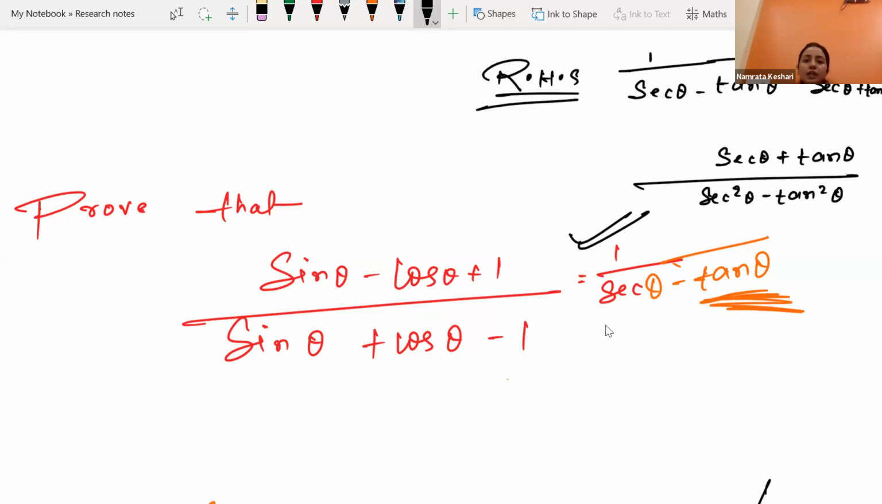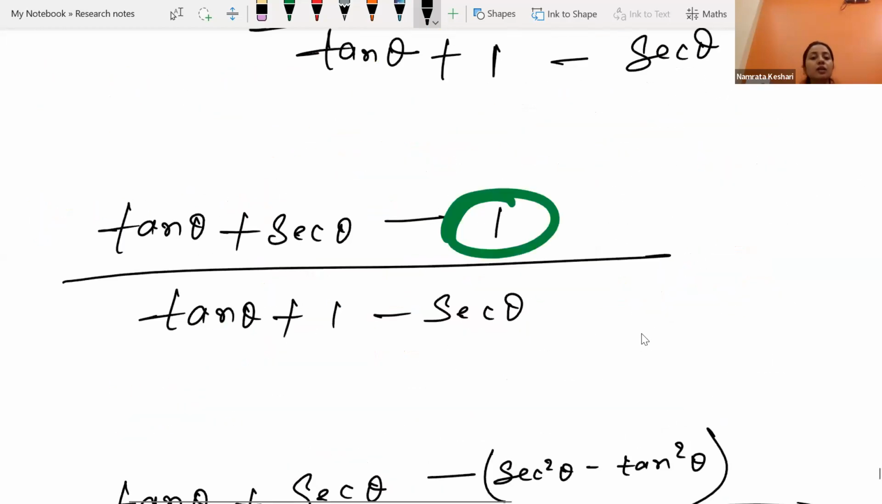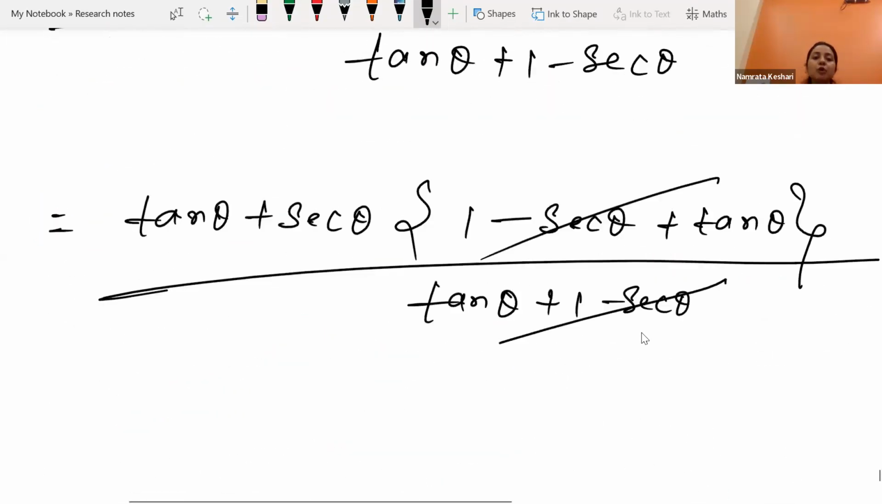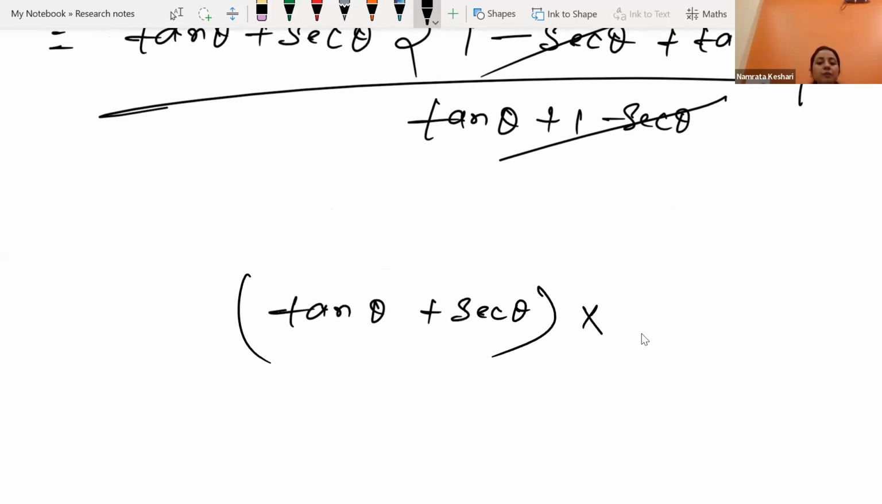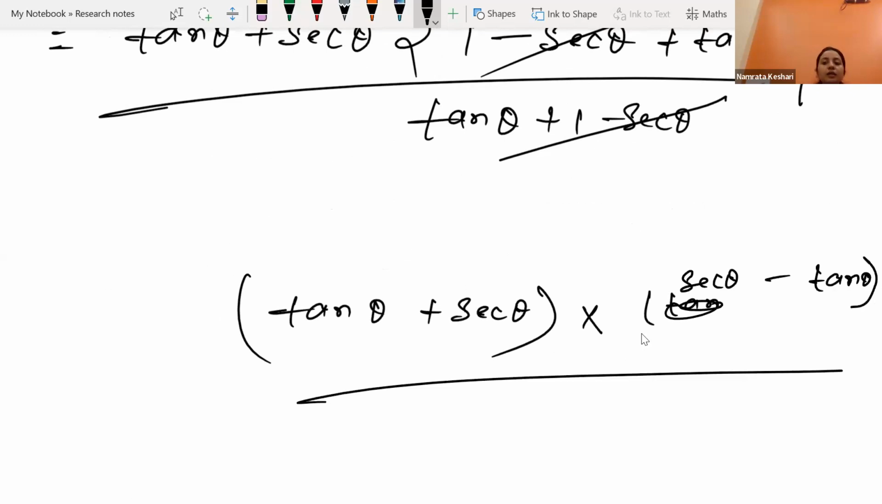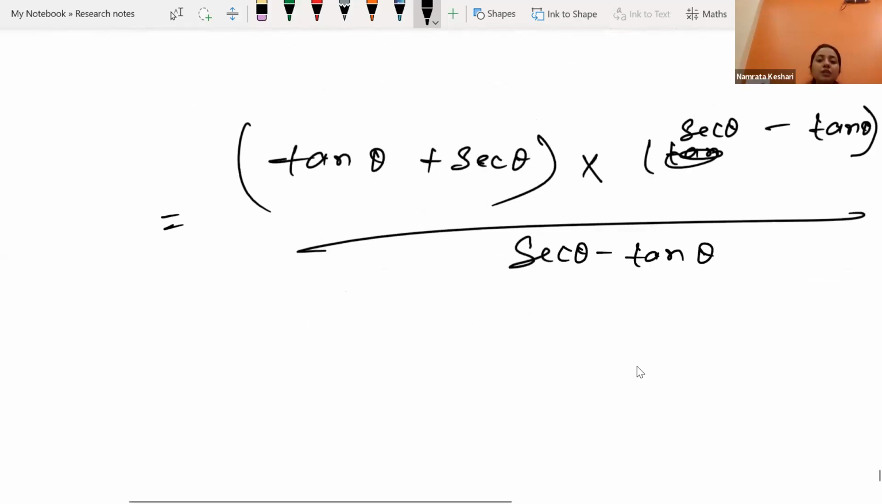So either we can work on the right hand side like this, or on the left hand side, where tan theta plus sec theta is there in hand. We can multiply it with tan theta minus sec theta, not tan minus sec minus tan, and in the denominator also we can multiply the same. And we are done with the proof. Please check it.